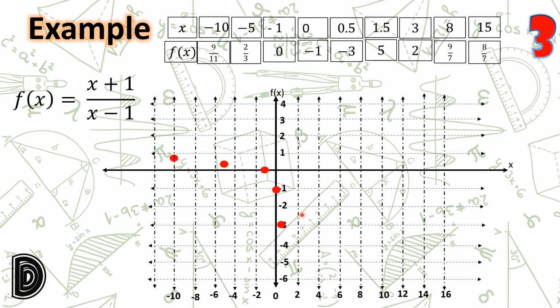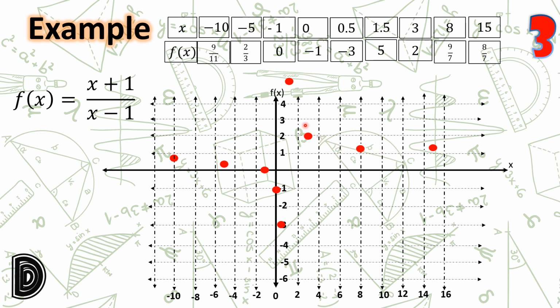For the next value of x, we chose 1.5 and f of x is equal to 5. So we have 1.5, 5. The next coordinates, we have 3, 2. Then we have 8, 9 sevenths. And then also the last coordinates is 15, 8 over 7. Notice that to the right of 1, as the value of x increases, the value of y decreases.